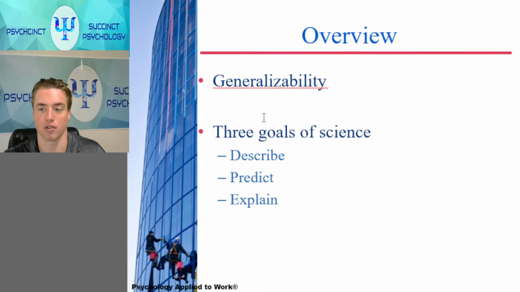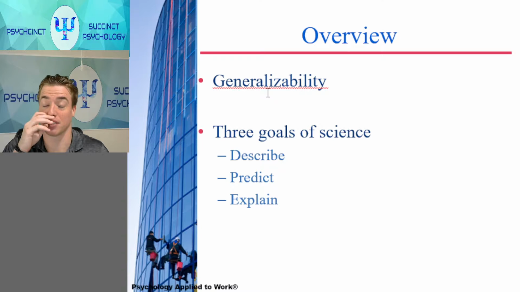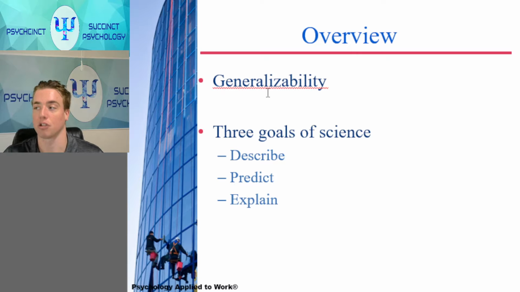So, quick overview. A lot that we're going to be talking about is generalizability. I might be saying it wrong already a lot of times throughout this chapter. But generalizability just refers to being able to generalize your research findings to a larger population or larger crowd. So making sure it's not too specific.